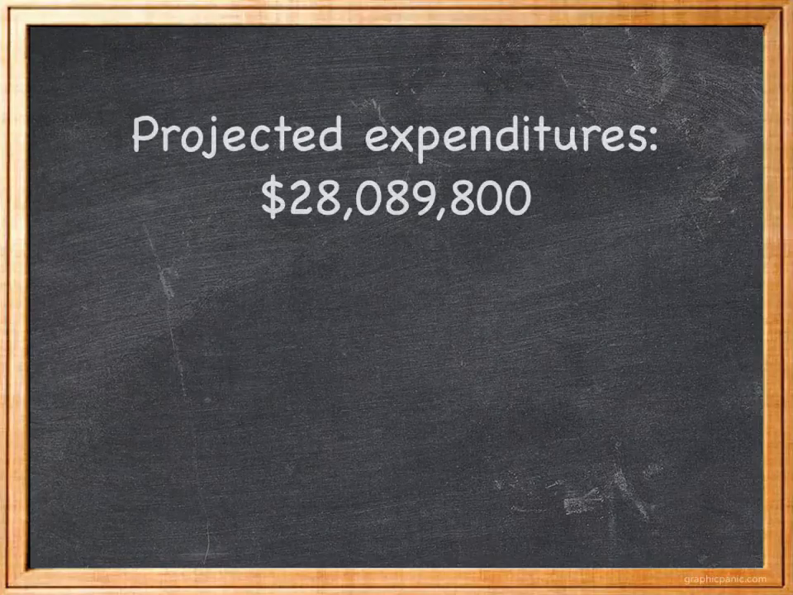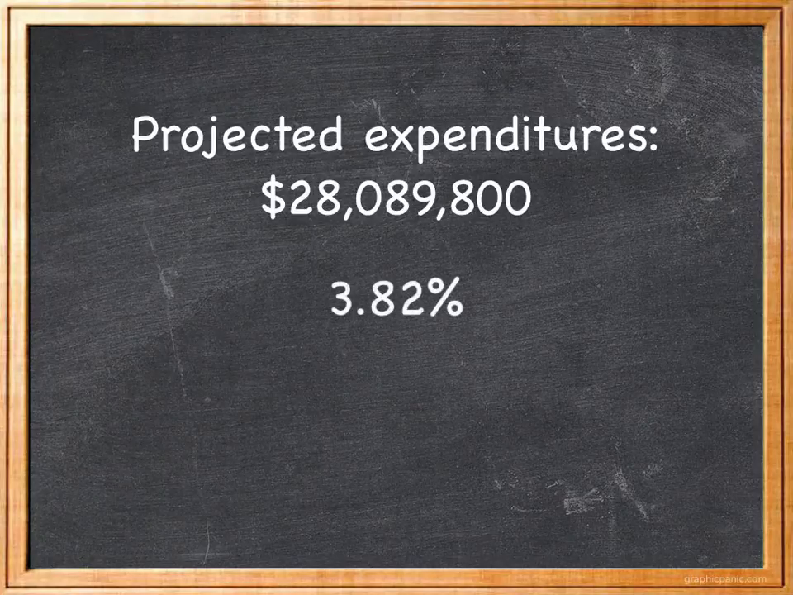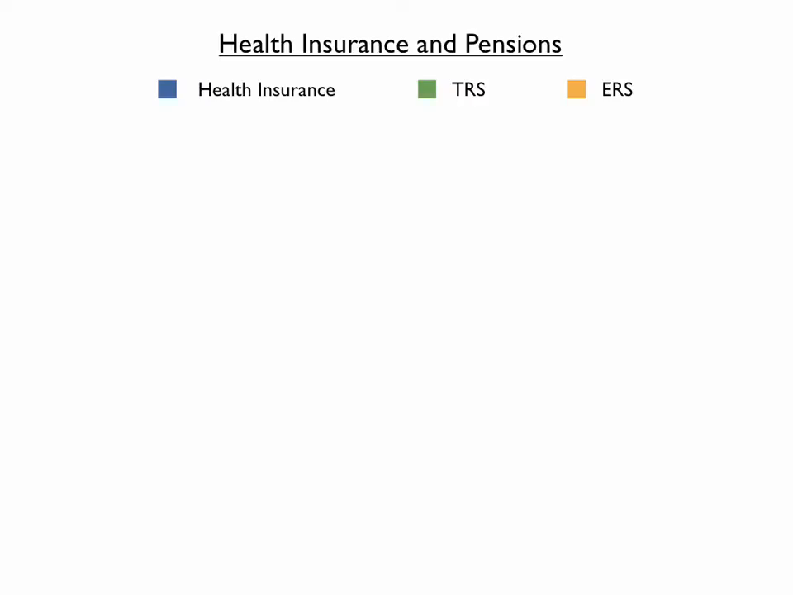Expenditures for the 2013-14 school year are projected to increase to $28,089,800, or a 3.82% increase. This includes all contractual obligations as well as significant increases in both health care and pension costs. In fact, 75% of the budget is for salaries and benefits.